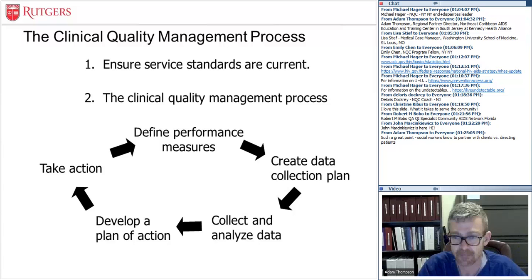Then your next steps are going to be to collect and analyze the data and see if it tells you whether or not the intervention worked. Do you need to continue? Do you want to stop? Then you're going to develop a plan of action and decide what your next steps are going to be. Are you going to expand the intervention that you just implemented? Are you going to change it? Are you going to scrap it altogether? And then basically you're going to take action and repeat the whole cycle.